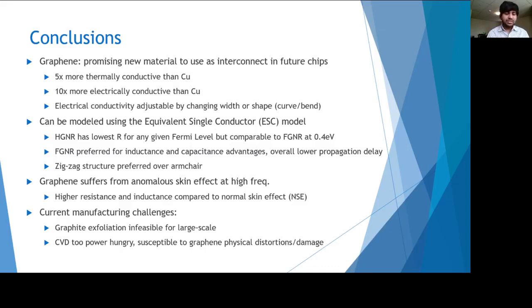The current manufacturing challenges: graphite exfoliation is not feasible for large scale, it's only being used in academia. Chemical vapor deposition, or CVD, is too power hungry, creates harsh chemical byproducts, and during transfer of graphene from the substrate to wherever you want to place it, it's susceptible to physical damage, which can lower its properties in terms of conductivity.